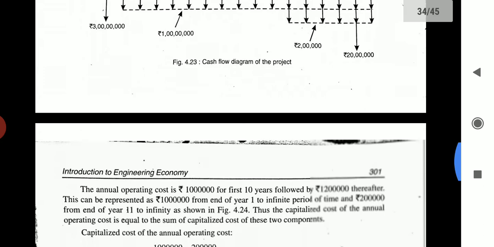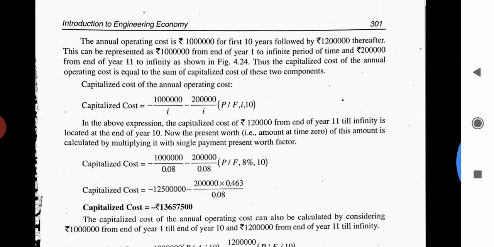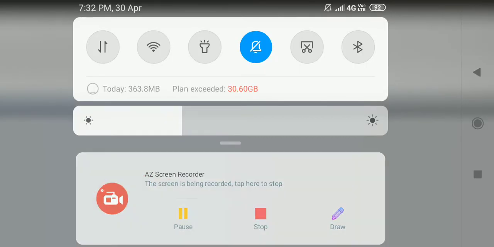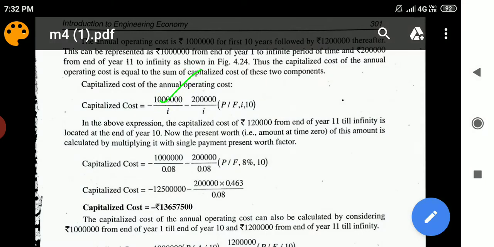Okay, so by using the capitalized cost formula, it is the initial amount plus the annual operating cost divided by the rate, and also F, that is the operating cost divided by the rate, into P by F, i into 10. Okay, apply this formula correspondingly. Check it and apply this formula. You will get the answer.